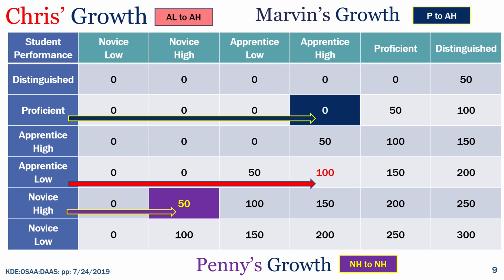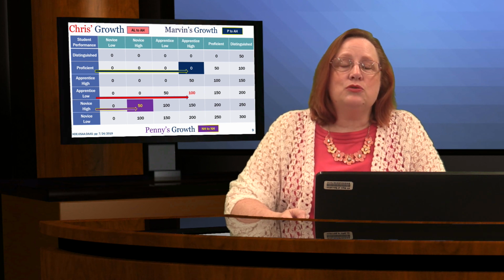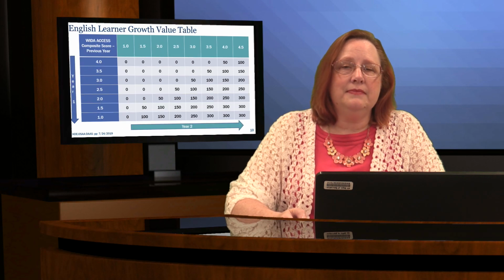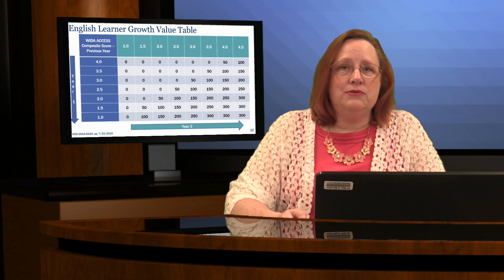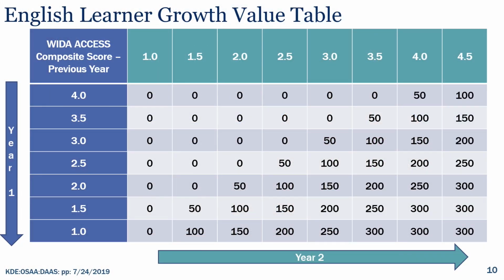These examples show us how reading and math growth are calculated from the K-Prep assessments. There is one more part to growth, and that is incorporating English learners or EL students into the mix. The English Learner Growth Value Table shows growth on language proficiency between last year and this year on the WIDA Access for ELs assessment. A student exits from the program when a 4.5 or higher composite score is achieved on the language assessment, which is why the previous year column scores end at 4.0.